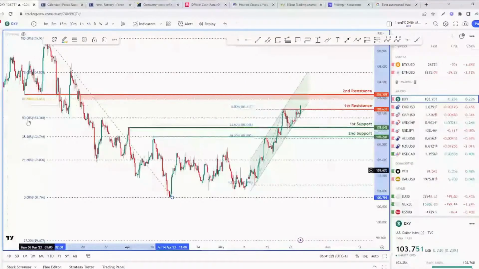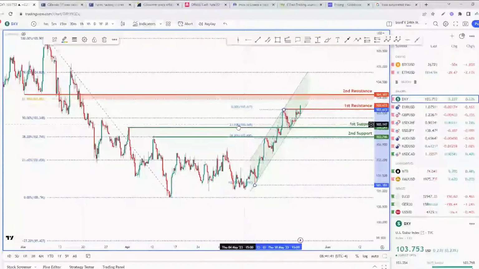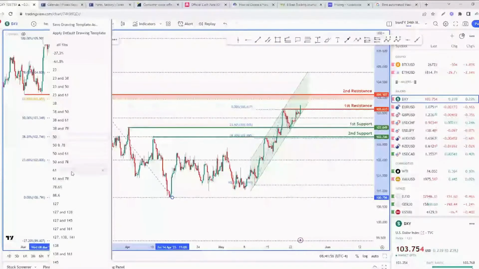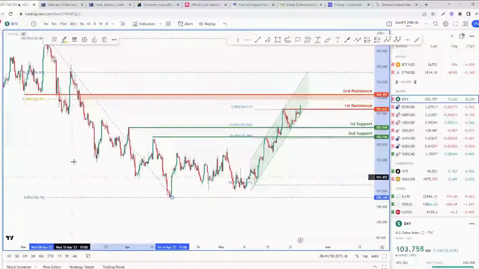So because nothing always works the same every time, just take note of that as well. It broke through the 50% retracement very easily, and then it started respecting these retracement levels here, right? 23 and 38%. Now the next level that has not been broken on this Fibonacci retracement is the 61.8%, right? So now I'm just going to remove all the others and just put 61 and 78%.